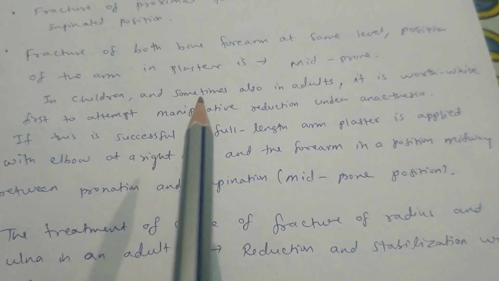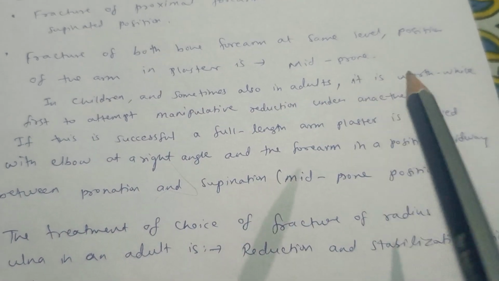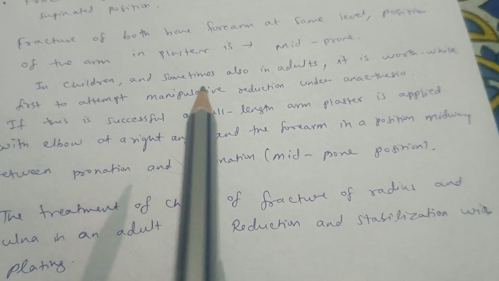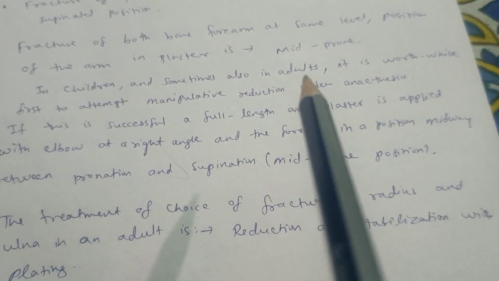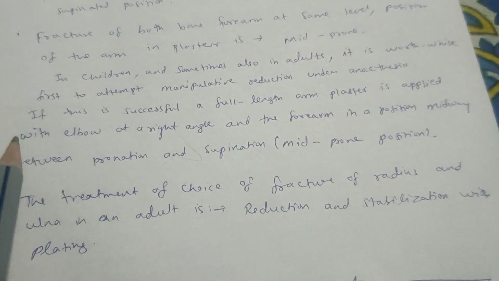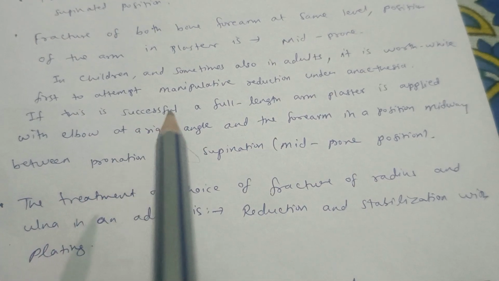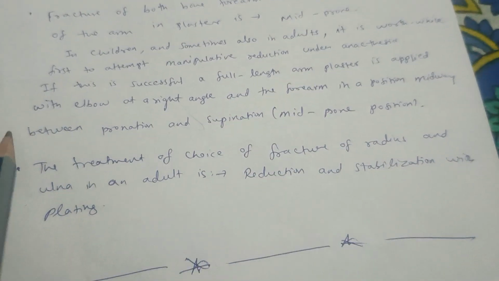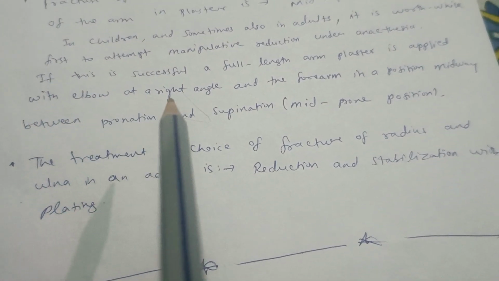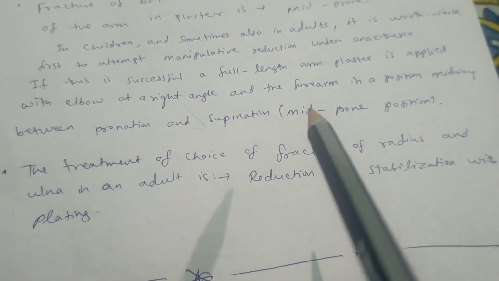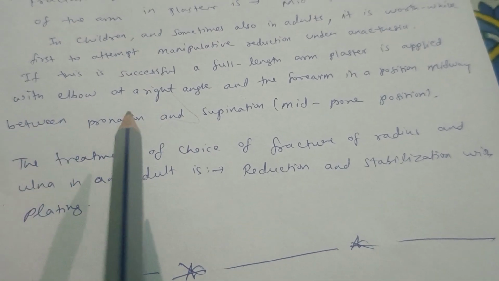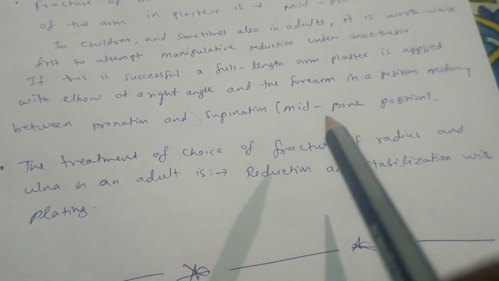In children and sometimes also in adults, it is worthwhile first to attempt manipulative reduction under anesthesia. If this is successful, a full-length arm plaster is applied with the elbow at a right angle and the forearm in a position midway between pronation and supination, the mid-prone position.